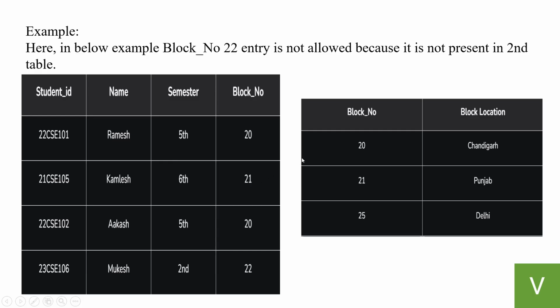Similarly, the foreign key 21 in the student table must match the primary key in the second table, which is 21. Similarly 20. But observe the final one: the foreign key 22 in one table doesn't match a primary key in the second table, because 22 is not present in the second table. The fourth record is invalid and it should not be accepted.